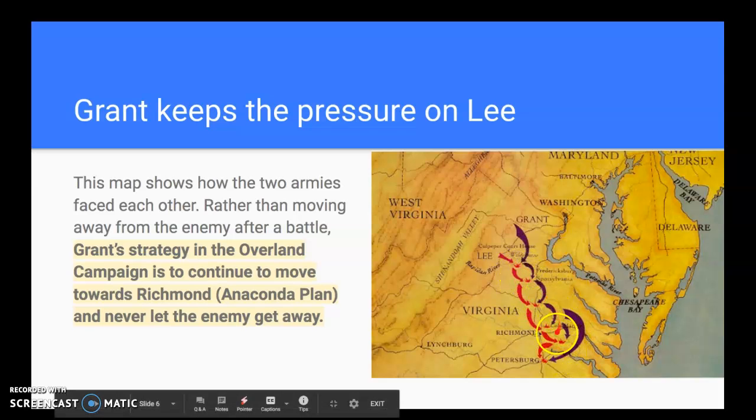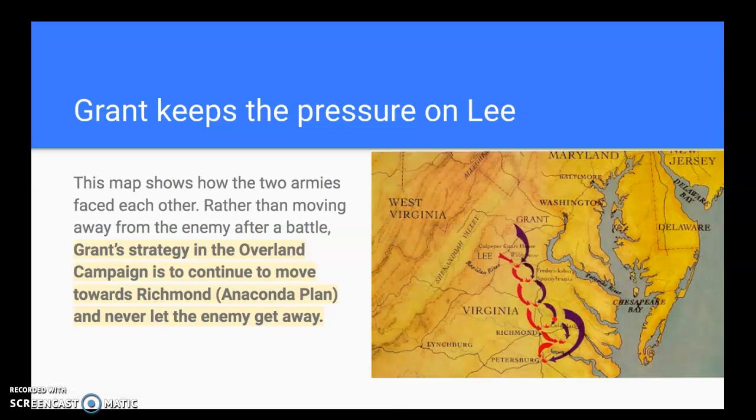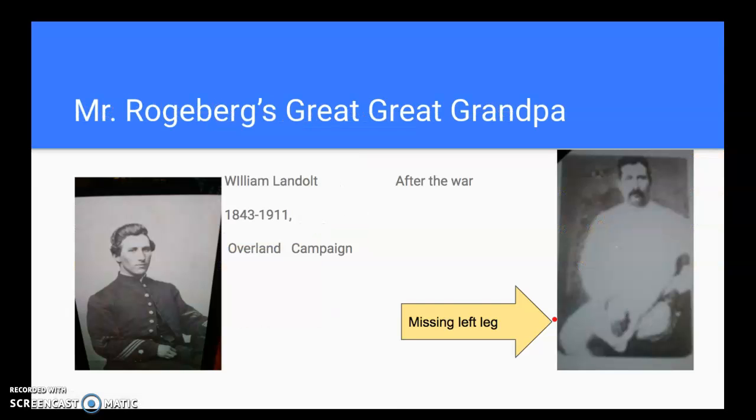That's why you see this series of battles, one right after another in that spring. So I've mentioned this to you guys before. This is my great-great-grandfather, William Landolt. He was alive from 1843 to 1911. He fought in the Overland Campaign at some of these really, really horrible battles that took place.